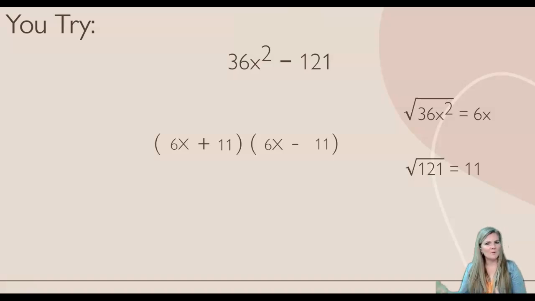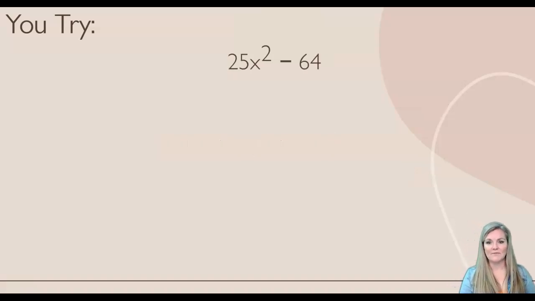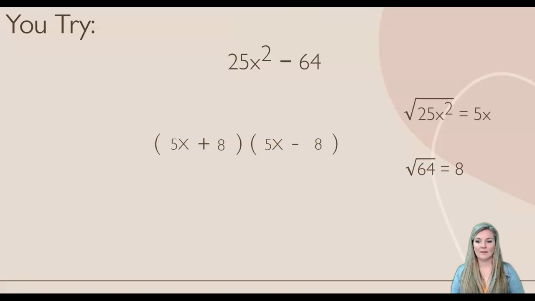And the order doesn't matter. If you want to put the minus 1 first and the plus 1 second, that is totally fine. That order does not matter. The 6x and the 11 do matter. The 6x needs to go first, and the 11 does need to go second. That does matter. Another one for you to try. 25x squared minus 64. You should get 5x plus 8 and 5x minus 8. Again, the square root of 25x squared is 5x, and the square root of 64 is 8. You make 1 plus and 1 minus.